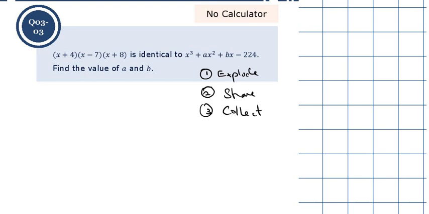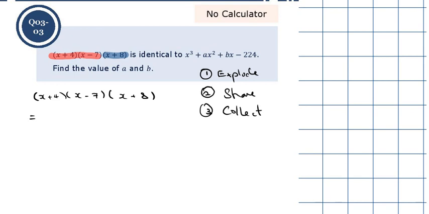Well, let's see. If you've got (x + 4)(x - 7)(x + 8), what I'll do first is the first bit here, everything in red, and I'm going to leave the blue by itself. Okay, so let's get started with that.